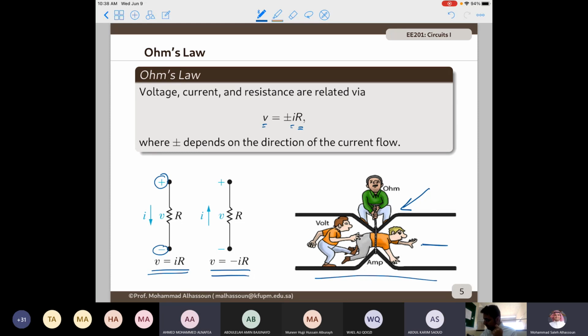Doctor, does this mean that the resistance is constant relative to the voltage and current? Yes, the resistance is usually constant up to some level. In most of the materials, the resistance is somehow constant. If you exceed certain limits, you're going to break it. The resistance will not be constant anymore.